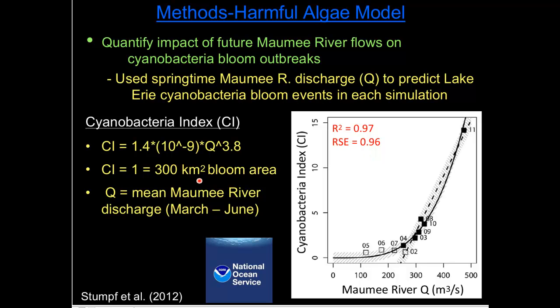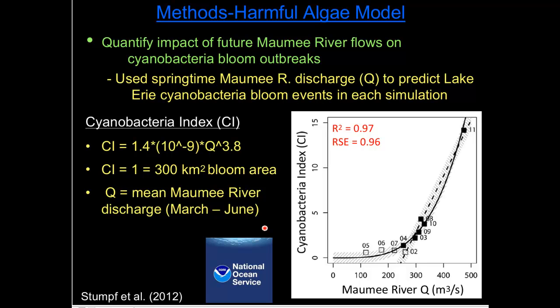The cyanobacterial index, so an index of 1 is equal to about 300 kilometers squared bloom area. An index of 5 is equal to about 1,500 kilometers squared bloom area. So it's a pretty straightforward index. And the other thing I want to point out is we are talking here about the spring discharge in the Maumee. So Stumfedel used just the spring discharge from March through June to get this correlation.